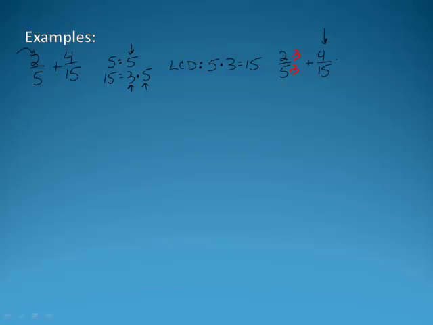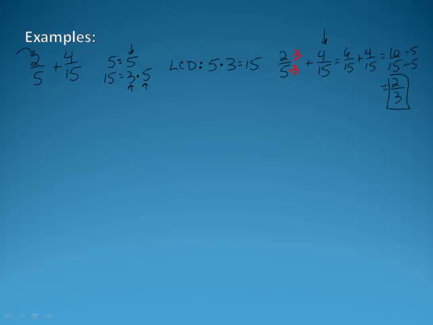So now we've got 6/15 plus 4/15. Common denominator, add the numerators only. 6 plus 4 is 10 over 15. Then you need to reduce that fraction. You can do a prime factorization if you want, or you might just recognize there's a common factor of 5. You can divide out top and bottom. 10 divided by 5 is 2. 15 divided by 5 is 3. Final answer of 2/3.